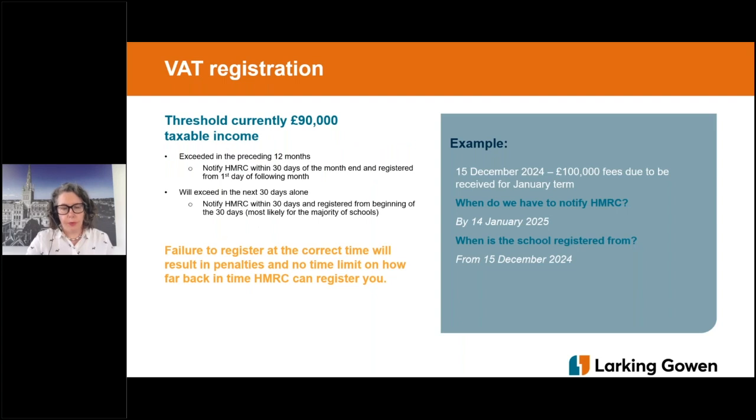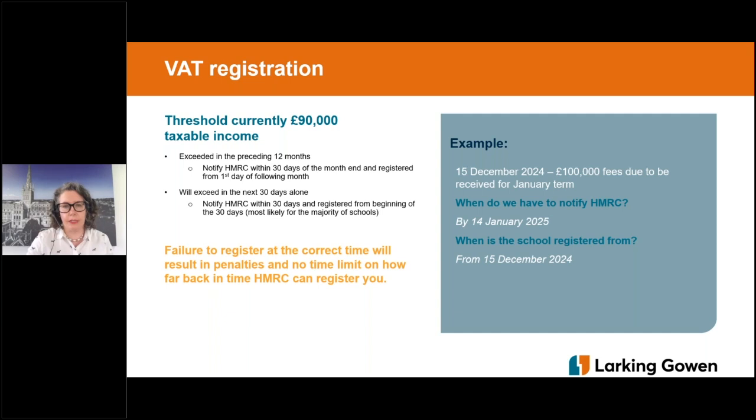So, what do we know about registering for VAT at the moment? The registration threshold is currently £90,000 of taxable income, and we'll come on a little bit to talk about what taxable income is. But for now, just think about your fees for education and boarding. Where you've exceeded that £90,000 in the preceding 12 months, so you stand on the last day of the month, look back 12 months and see whether you've got more than £90,000 of taxable income.